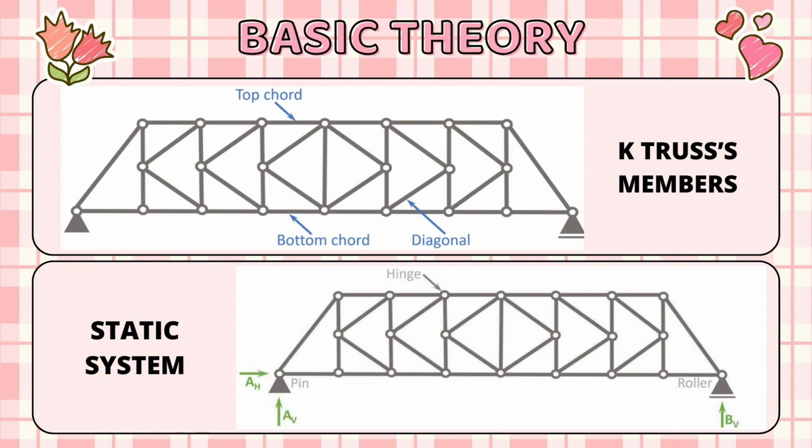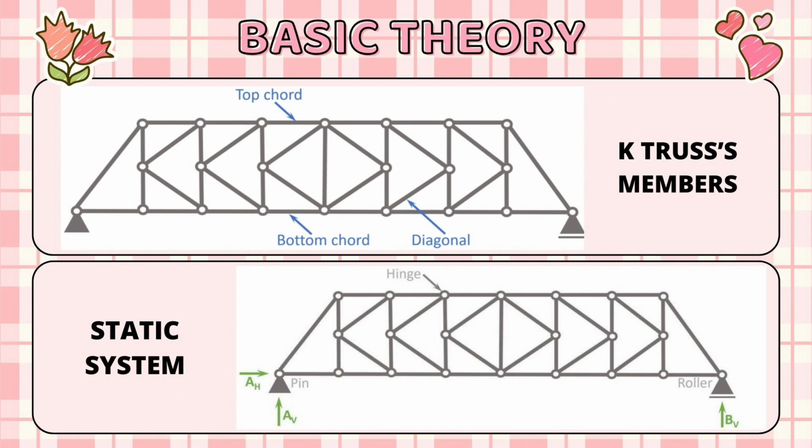The static system of the K-truss is characterized by having a hinge connection at all nodes and a pin and roller support, which makes the system statically determined. Therefore, the internal forces can be calculated with the three equilibrium equations.